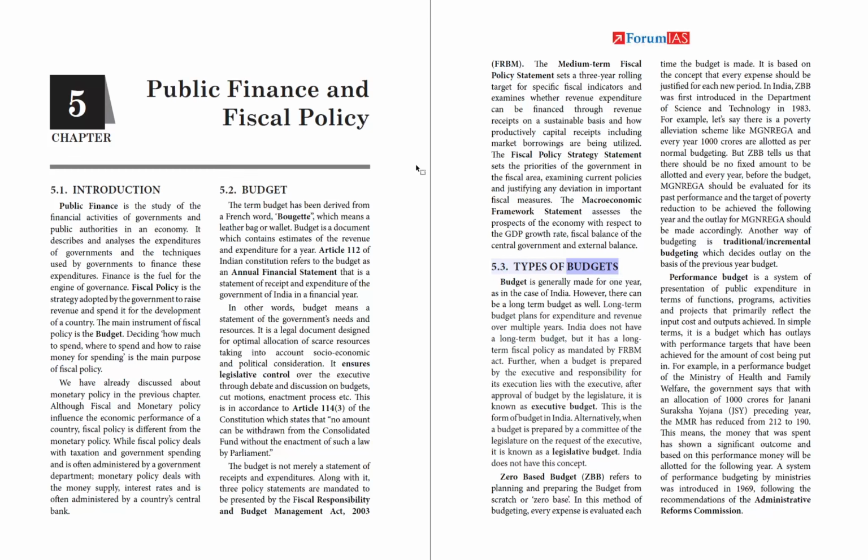5.3. Types of budgets. Budget is generally made for 1 year, as in the case of India. However, there can be a long-term budget as well. Long-term budget plans for expenditure and revenue over multiple years. India does not have a long-term budget, but it has a long-term fiscal policy as mandated by the FRBM Act.